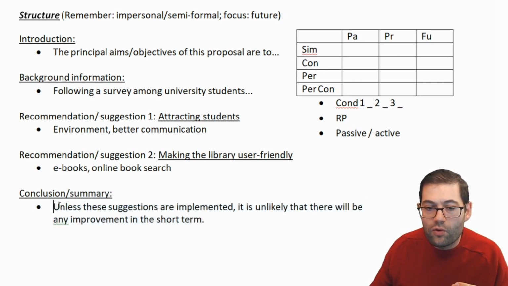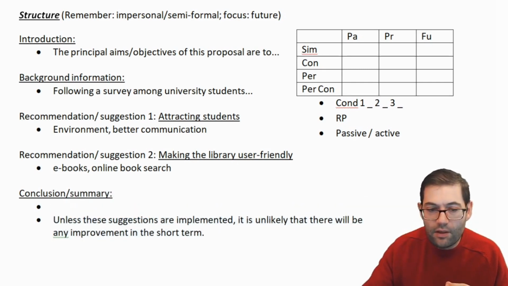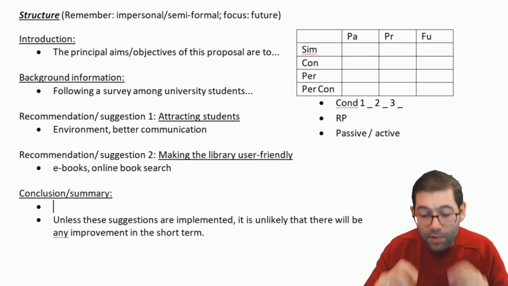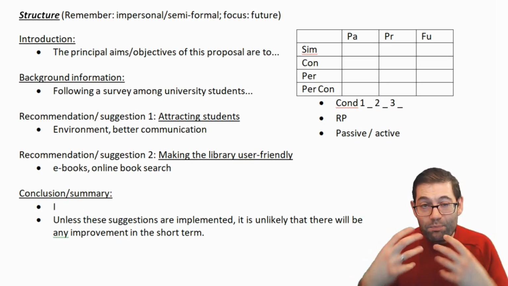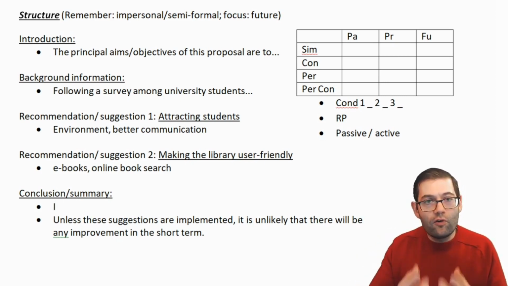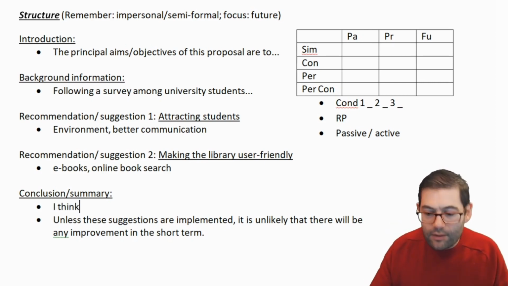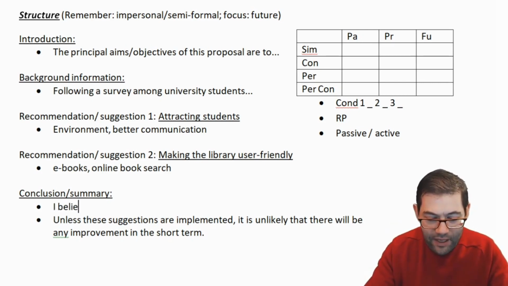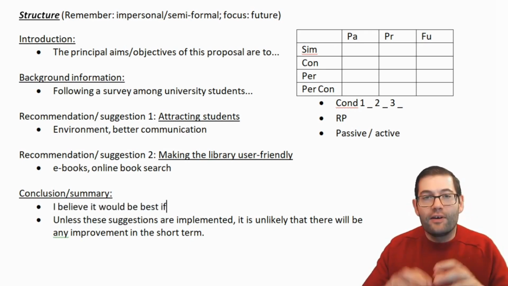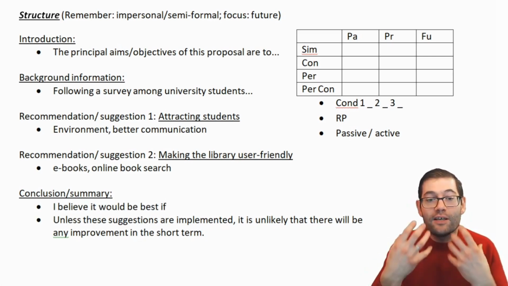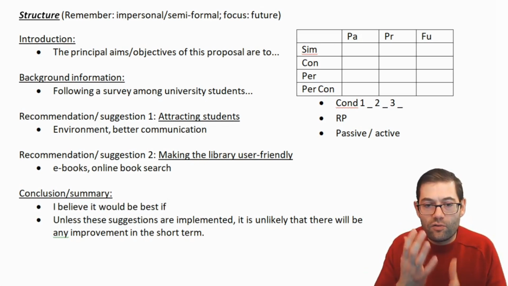But before this last sentence, you want to give your recommendations and your proposals. So you've got to have an explicit communication of your opinion. So in a simple form, this would be I think, or I believe it would be best if you got to think up an explicit way of communicating what you think is a conclusion or summary.